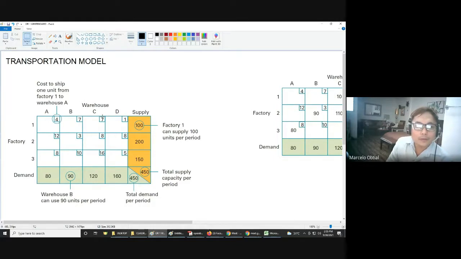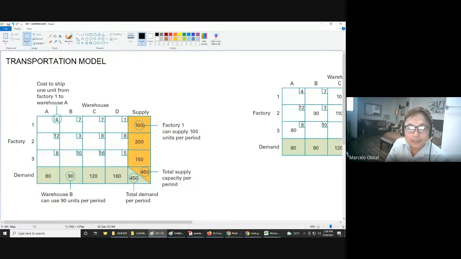For example, in this case, the cost of moving 1 unit of product from factory 1 to warehouse A is equal to $4. Now, this one also means cell cost. That's the cost of moving 1 unit of product from factory 1 going to warehouse B, $7. About this one, that's the cost of moving 1 unit of your product from factory 3 to warehouse C. So that's the meaning of your table.